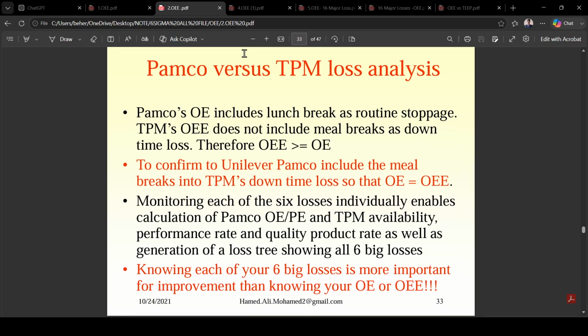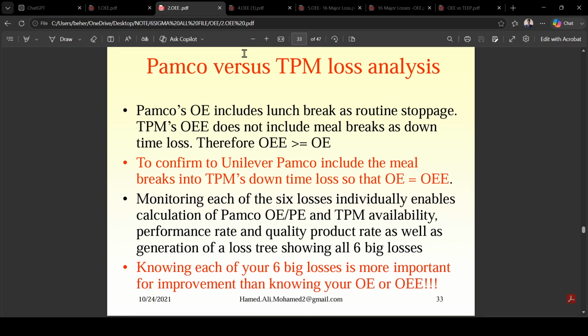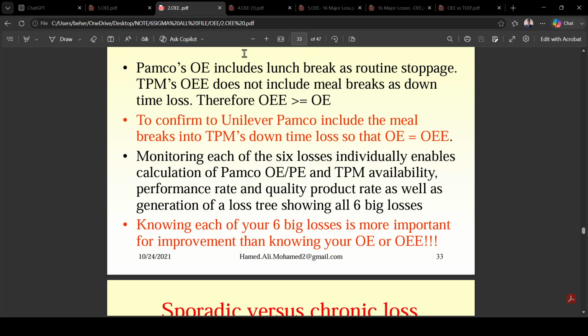Monitor each of the six losses individually, along with the calculation of Pharmaco OE and TPM OE: availability, performance rate, quality product rate, as well as generating a loss tree showing all six losses. Knowing each of your six big losses is more important for improvement than knowing your OE.